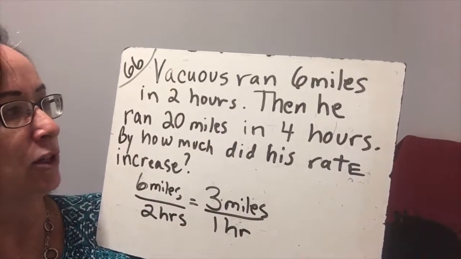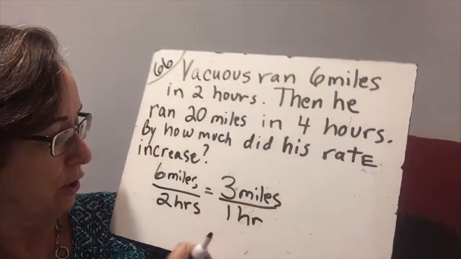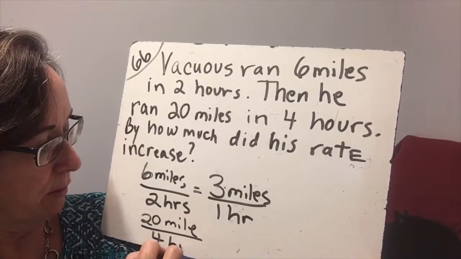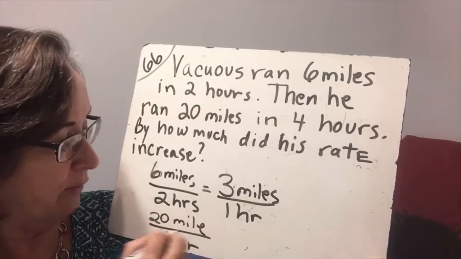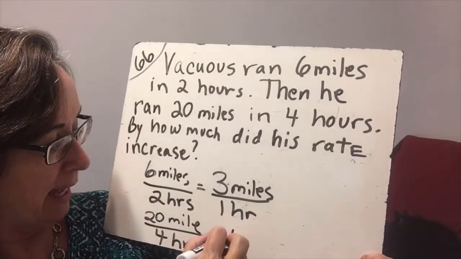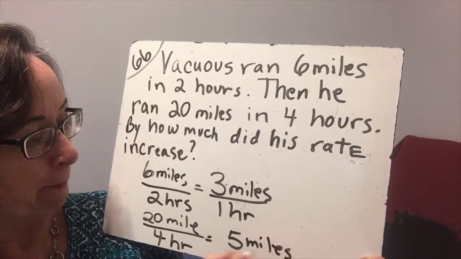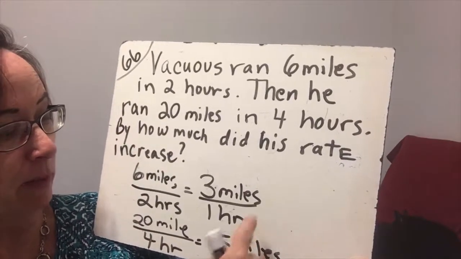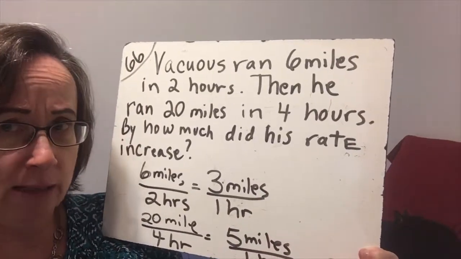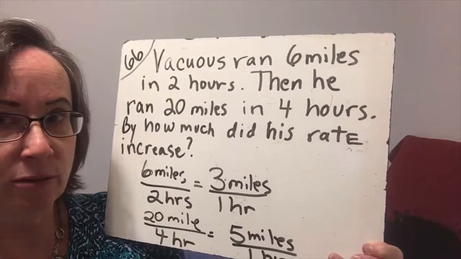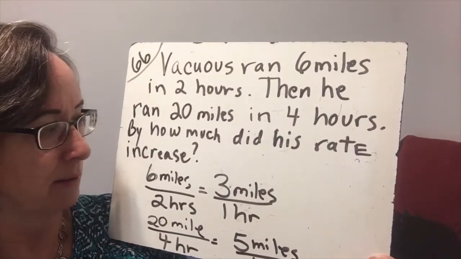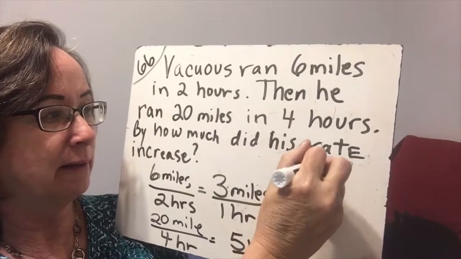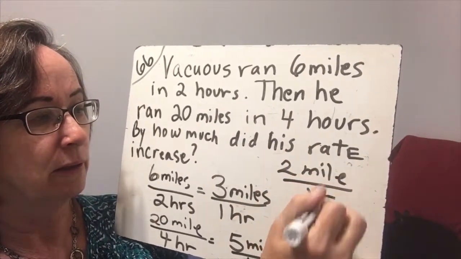And then he ran 20 miles in 4 hours. So 20 miles in 4 hours. And 20 divided by 4, when I cancel both by 4, I get 5 miles in 1 hour. How much did his rate increase? Well, he went from 3 miles every hour to 5 miles every hour. Isn't his rate increasing by 2 miles per hour? So we just subtract 5 miles minus 3 miles, which is 2 miles per hour rate increase.